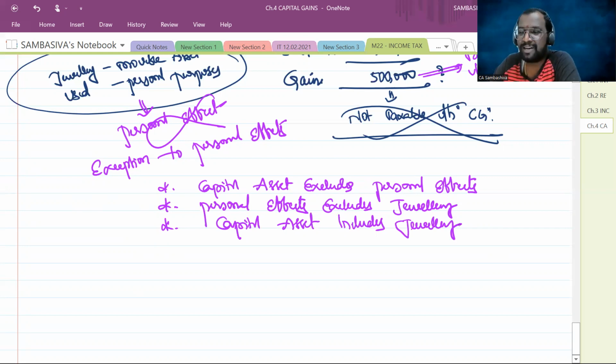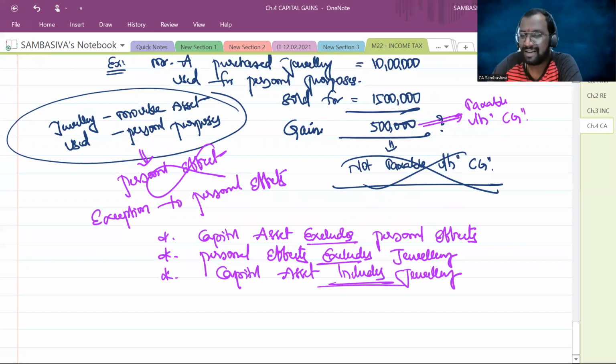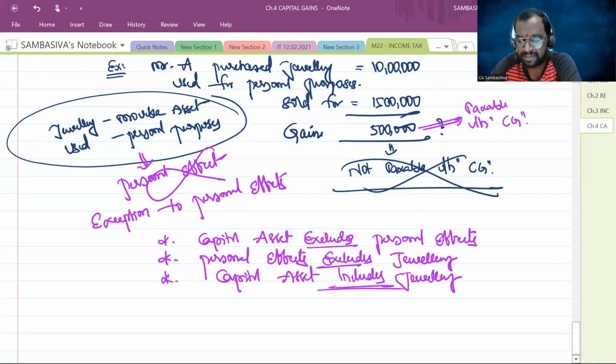So you might have learned a formula in your mathematics. Minus into minus is equal to plus. So excludes into excludes is equal to includes. So capital asset excludes personal effects. Personal effects exclude jewelry. So that means capital asset includes jewelry. So though jewelry is a movable asset and used for personal purposes, still it should be treated as a capital asset. So any gain arising on transfer of jewelry is chargeable to tax under the head capital gains.